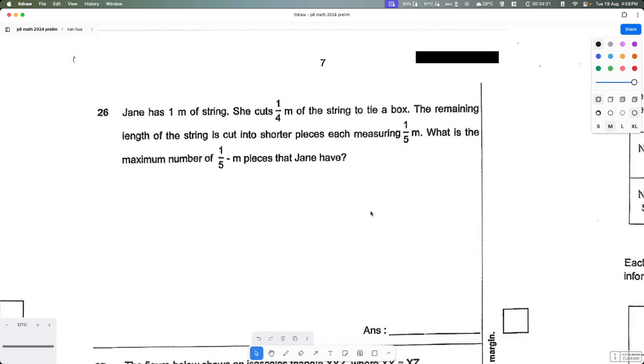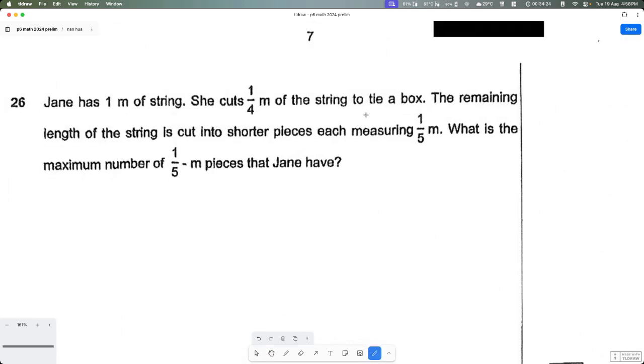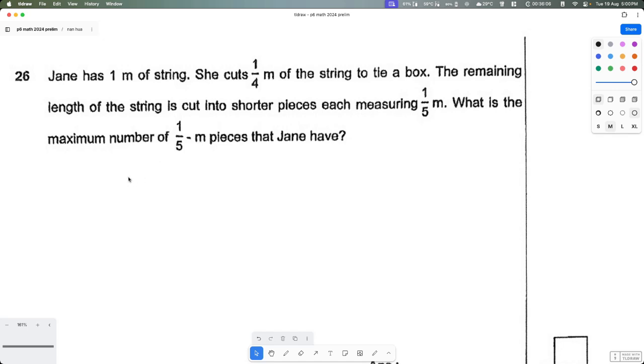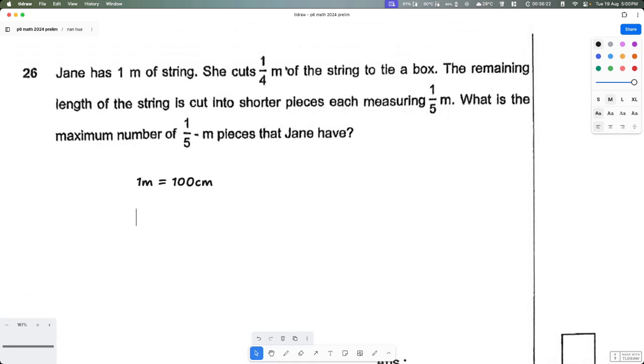Question 26. Jane has 1 meter of string. She cuts 1/4 meter of the string to tie a box. The remaining length of the string is cut into shorter pieces, each measuring 1/5 meter. What is the maximum number of 1/5 meter pieces that Jane can have? For this, you can convert 1 meter to 100 centimeters. You don't have to use fractions. If you know it's a meter, then it's fine.